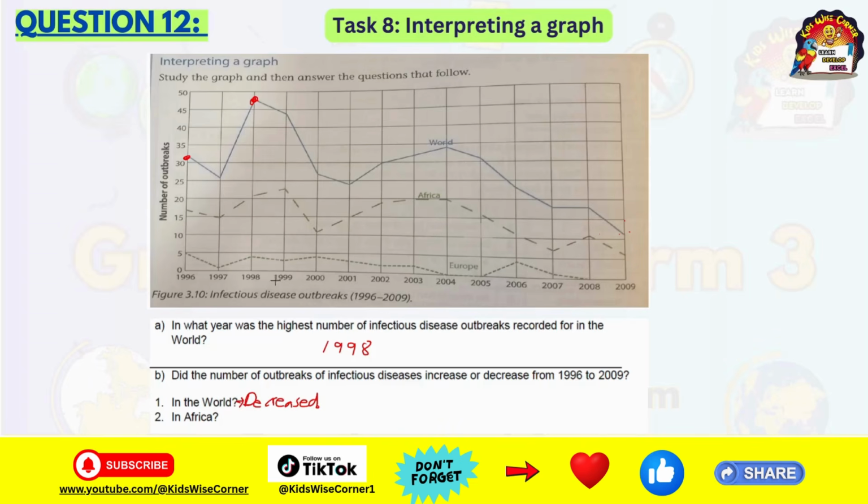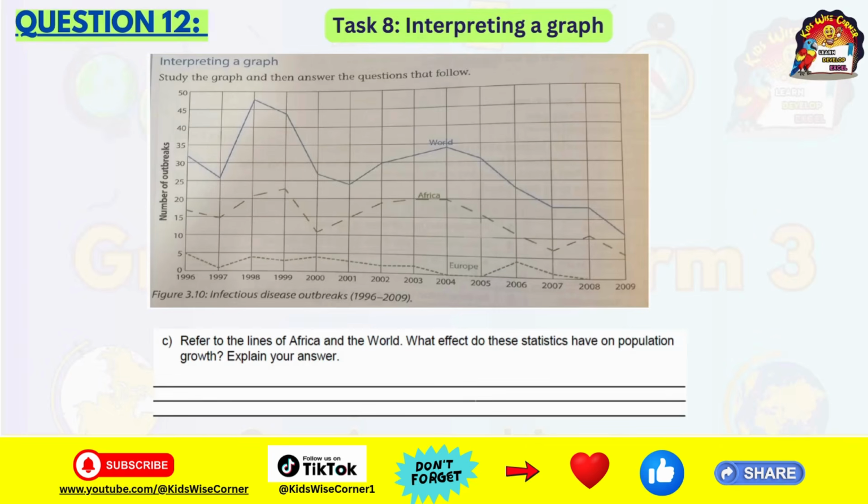In Africa, the number of infectious diseases also decreased. You can see the graph is going down. It's here, and originally it started there, also decreased. Refer to the lines of Africa and the world.